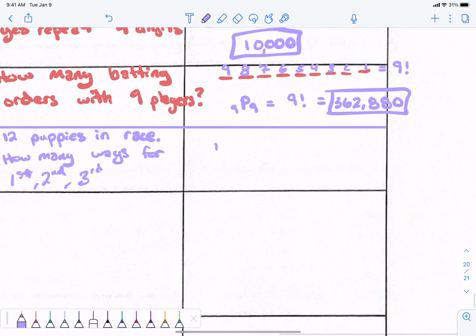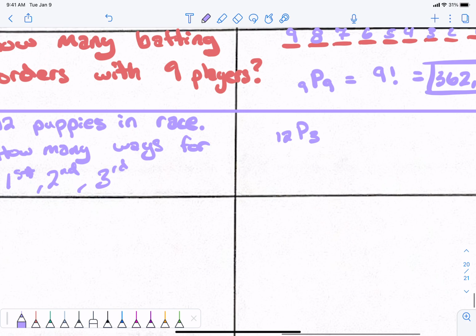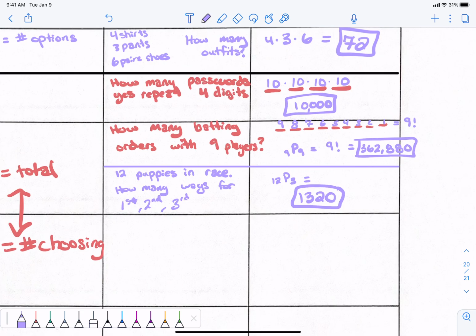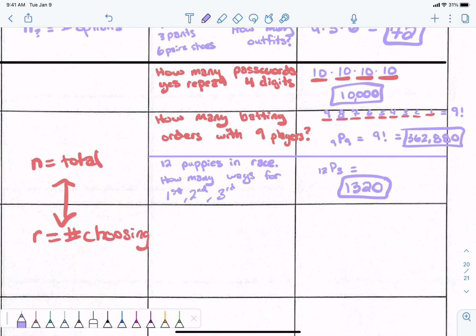And so this would be 12P3, right? Because we're choosing 3 of them. Not 3P12, but 12P3. And if you try to type it in as 3P12, it will say either 0 or error or something where it doesn't like you very much, okay? What do you get? How many different ways? 1320. Okay. So there's the standard permutation example that makes sense.